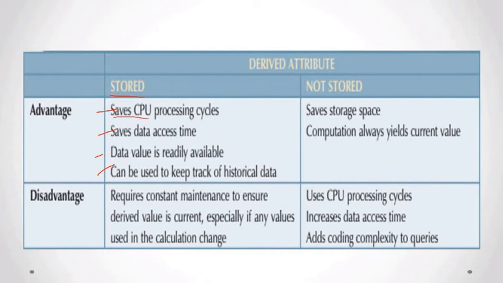save CPU's processing cycle? Well, the obvious reason here is if it is stored, then the value is there already. So if you need the value, then all your program does is access it. So the only CPU time needed is to access the data. Okay, so that's why it will save.